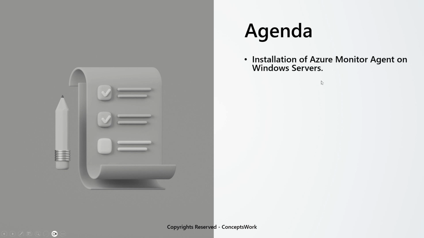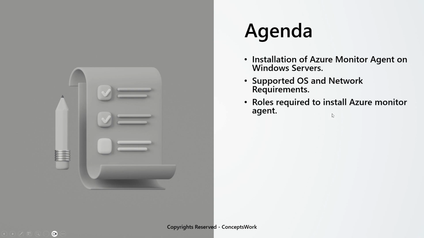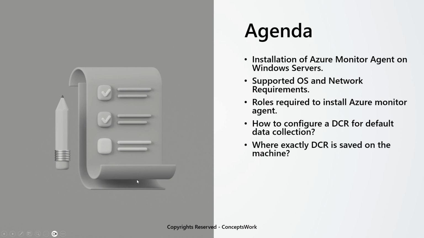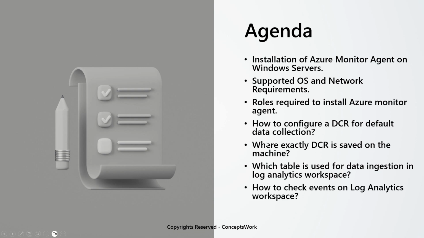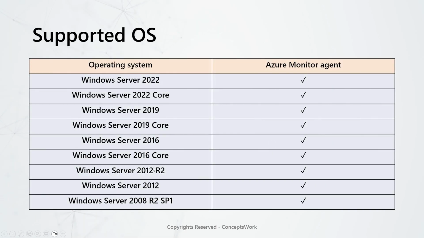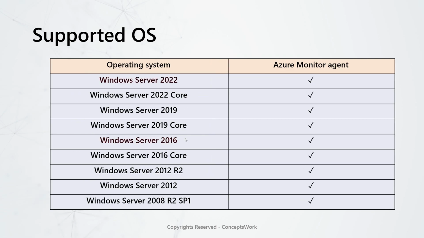In this video, we will see how to install Azure Monitor Agent on Windows servers, specifically not clients, only Windows servers. Then what are the supported OS and network requirements? What are the roles required to install Azure Monitor Agent? How to configure a data collection rule for default data collection for Windows servers? Then where exactly a DCR is saved on the machine? Then which table is used for data ingestion in Log Analytics workspace, and how to check the data which is getting ingested?